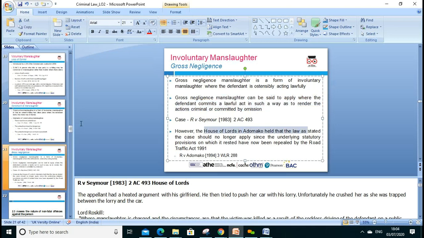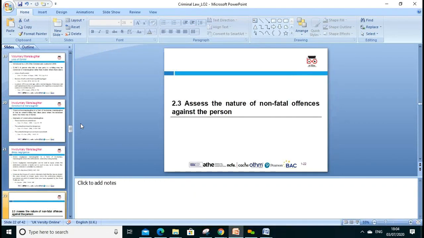The law stated that the case should no longer apply, since the underlying statutory provision on which it rested has been repealed by the Road Traffic Act. So these are related to gross negligence. For example, you do not clear the windscreen glass and you hit someone. That can become a case, so we need to look around the scenario.